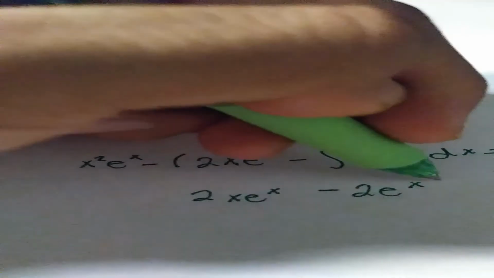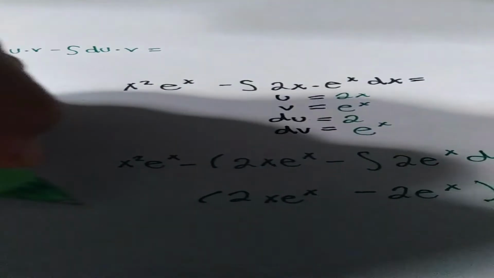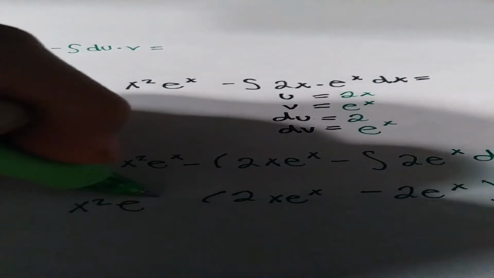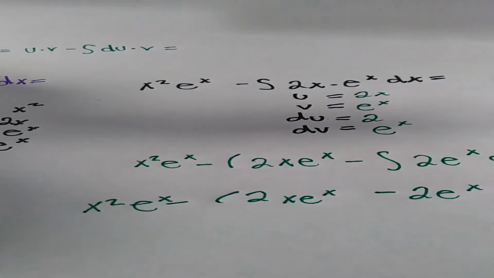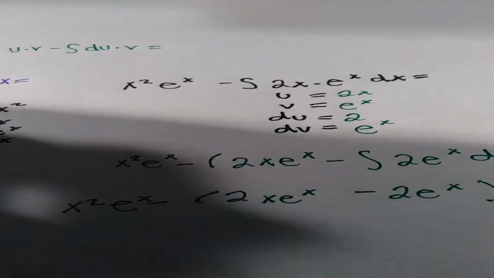This would simply be 2e to the x. Literally, that would be it. 2e to the x. And minus sign 2x e to the x, parentheses. It was all that. Okay.